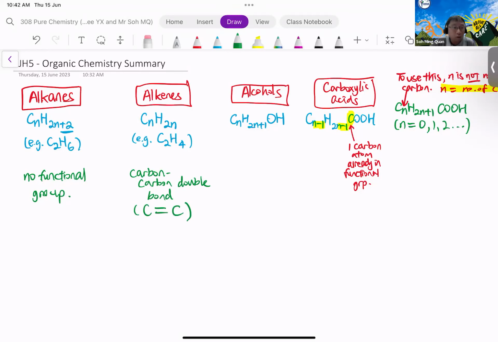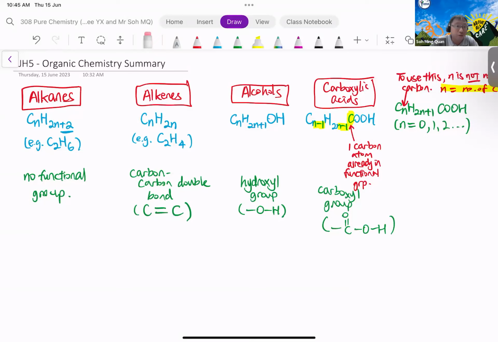So this one I'm sure you know. Alkenes contain a carbon-carbon double bond. Alcohols contain the hydroxyl group, which is the OH group. Finally, carboxylic acids contain the carboxyl group, which is the C double bond O single bond OH group. Okay, so these are the functional groups of alkenes, alcohols, and carboxylic acid homologous series, respectively.